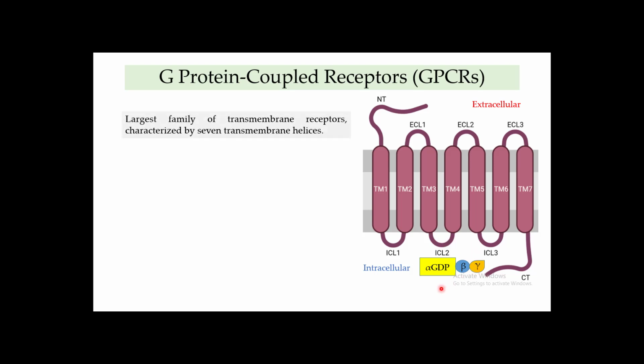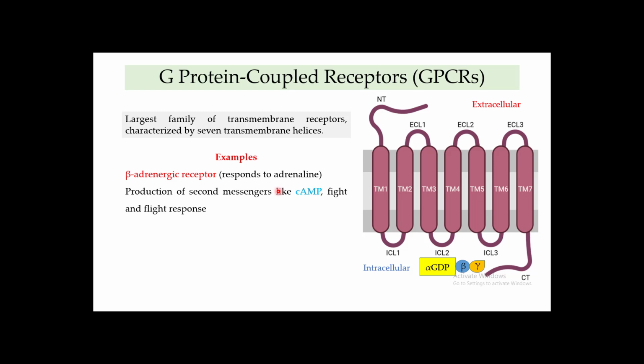These G protein coupled receptors are the largest family of the transmembrane receptors, and they are characterized by traversing the membrane 7 times. Therefore, sometimes you would see that G protein coupled receptors are also known as the 7 transmembrane proteins. One important example of the G protein coupled receptors is the beta adrenergic receptors, which respond to adrenaline. That means you are talking about the fight or flight response.